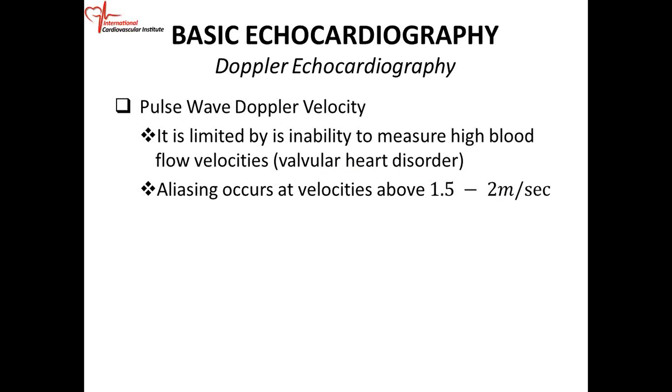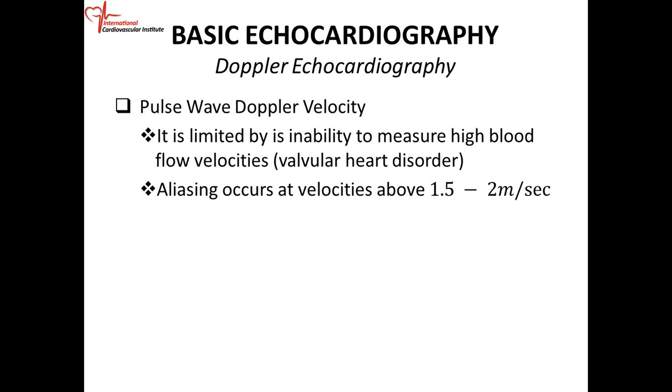All right, an important point. Pulse wave Doppler is limited by its inability to measure high blood flow velocities. So if you're looking at, say, shunts, valvular stenosis, or regurgitation, that velocity is too high to use pulse wave. Okay? You should only use it if you anticipate that the velocity is 1.5 or below. Or sometimes you can use up to 2 meters per second.